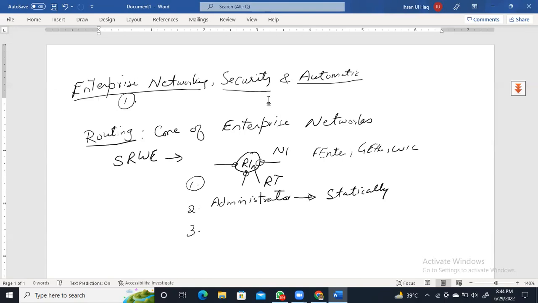The problem is that in the large networks, entering the values in the routing table statically is a very tough task, a near to impossible task. That is the reason we must have some way to add routes dynamically. We should populate the routing table dynamically, and for this we need the routing protocols.